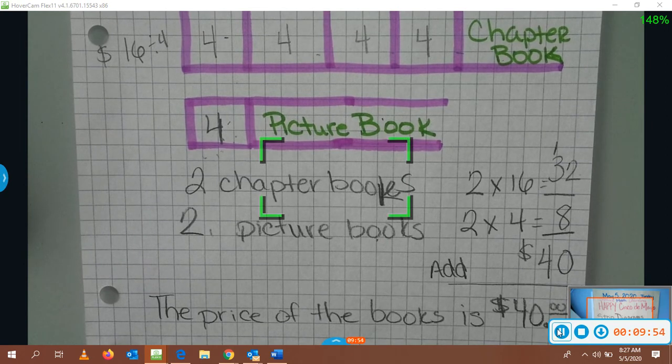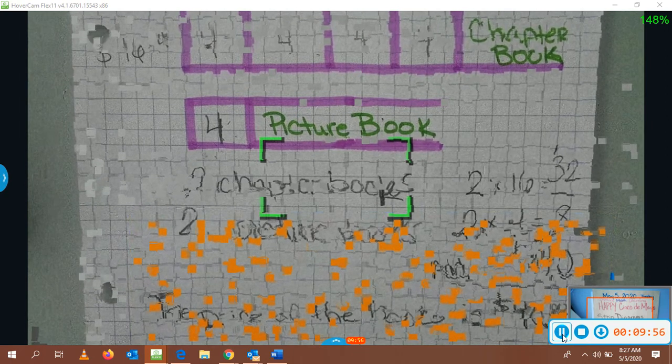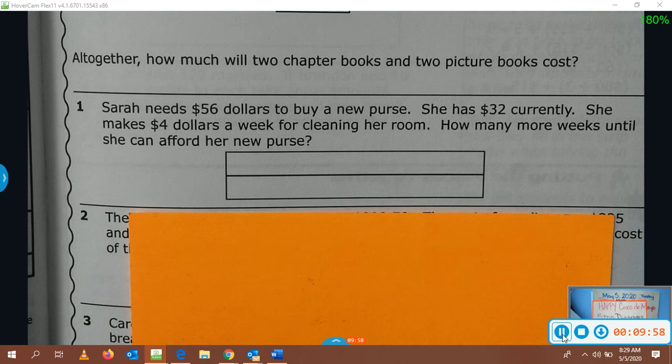Number 1. Sarah needs $56 to buy a new purse. She has $32 currently. She makes $4 a week for cleaning her room. How many more weeks until she can afford her new purse?